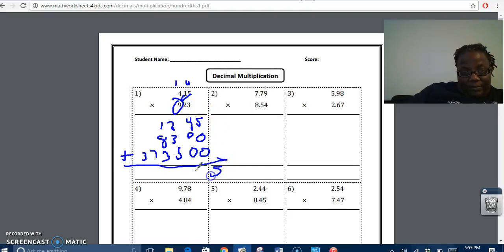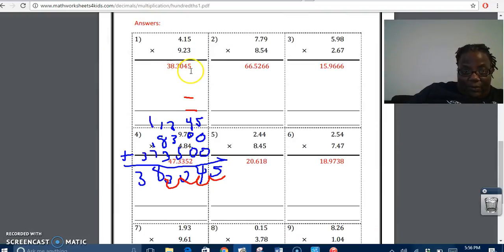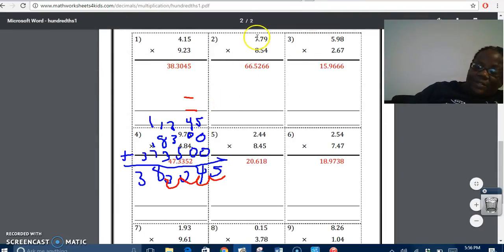Add these up. 5, 6, 7, 8, 10, 8, 9, 10, 12, 13. That's 8, and that's a 3. And where am I going to place my decimal? Let's take a look at how many digits are after the decimal. There's 2 here and 2 here, so 4 altogether. Starting here, 1, 2, 3, 4. So 38 point, I think that's 3045. Let's check out the answer. 38.3045. Ta-da!